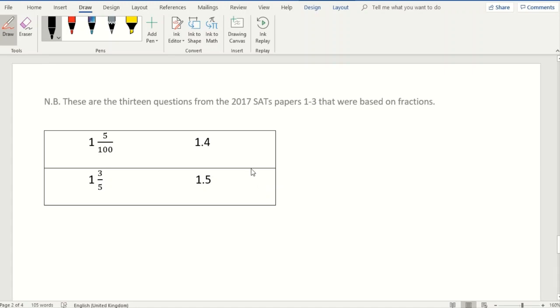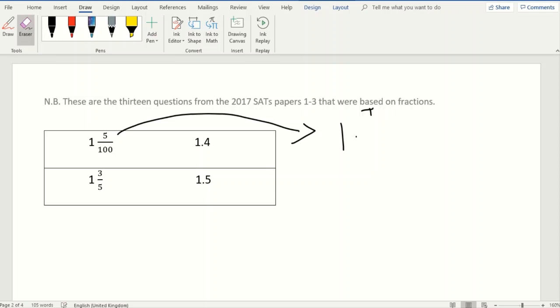Okay, so this one here, 1 and 5 over 100. If we were to actually work this out, we've got the whole number there, and then whatever comes after it, this is going to be a 10th. This one here is a 10th, and this one is a 100th. And the second one is 100. So if we've only got 5 over 100, that's going to give us 1.05, in which case 1.4 is actually greater.